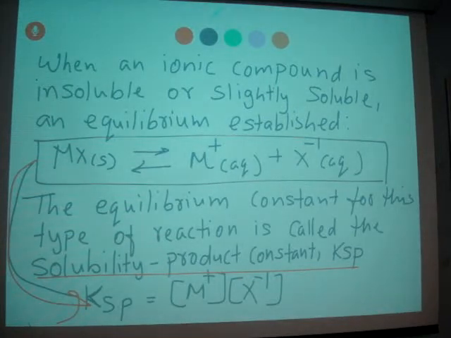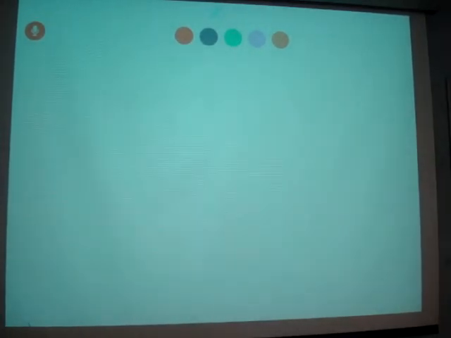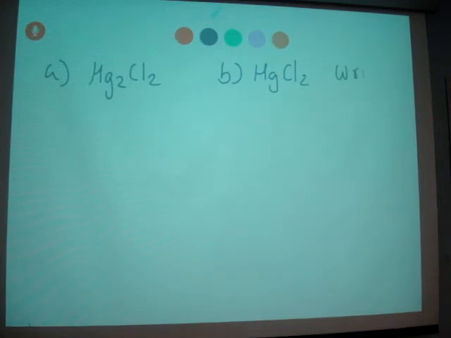So I'm going to give you a couple of examples. How do we write the solubility product expression for the following salts? So let's work on a couple of examples. We are given first Hg2Cl2 and B is HgCl2. We need to write KSP for these two salts. How do we write? First we need to write the generic equation.